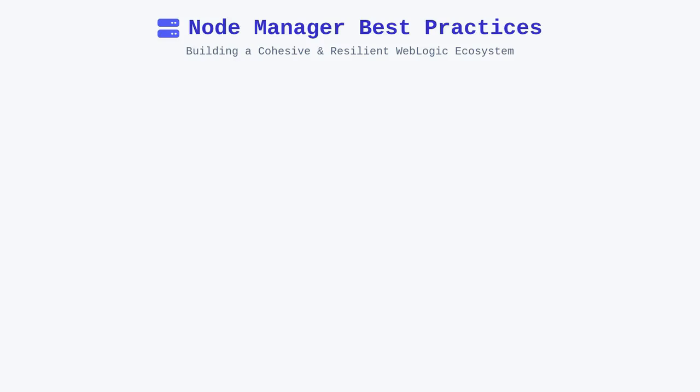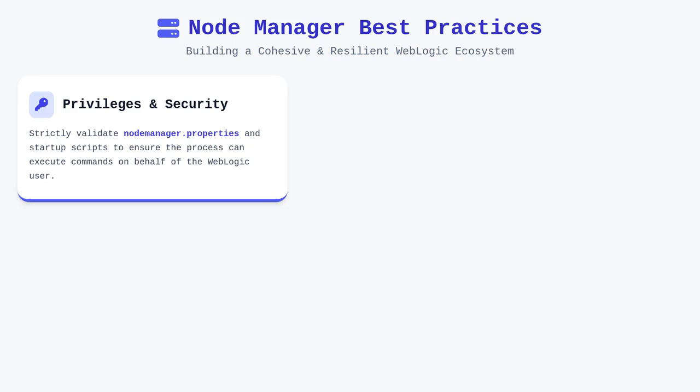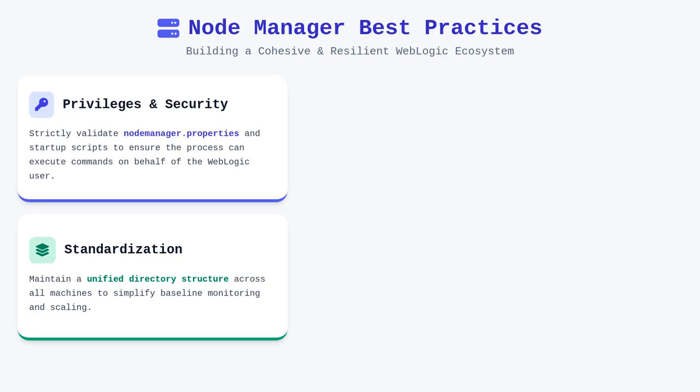As you begin to implement these configurations, pay close attention to the file permissions of the node-manager.properties file and the associated startup scripts. It is a common point of friction to find that the node manager process lacks the necessary system privileges to execute the server startup command on behalf of the WebLogic user. Consistency across all your machines is paramount, so I recommend defining a standard directory structure for your node manager installations to simplify your baseline monitoring.